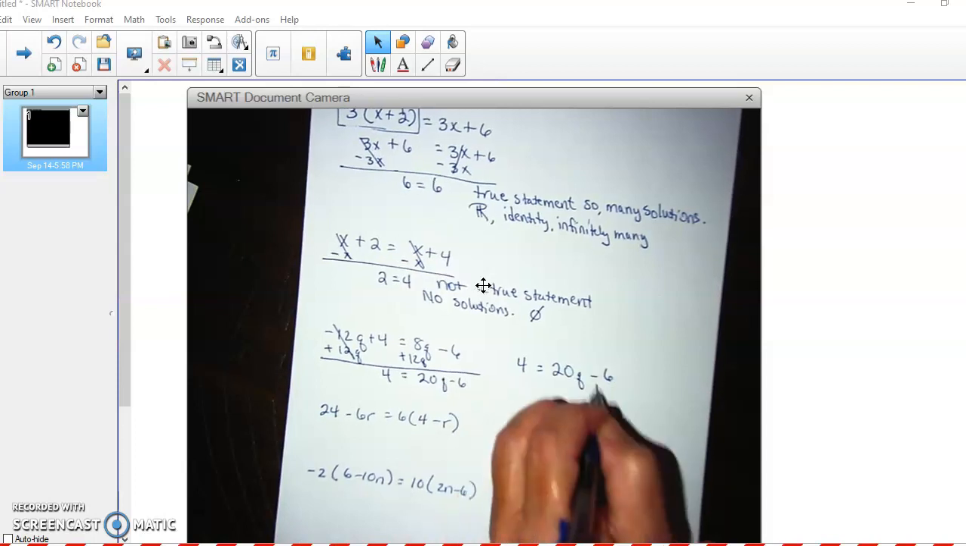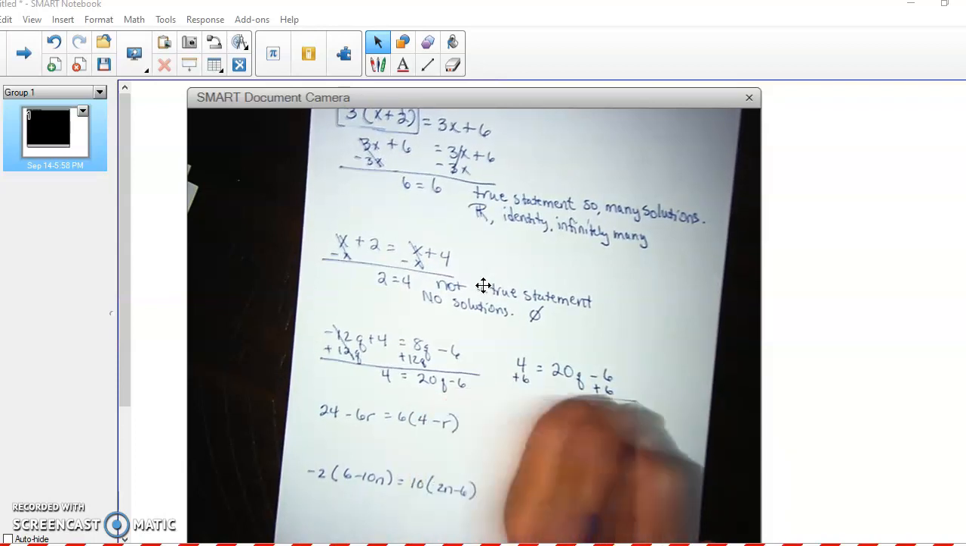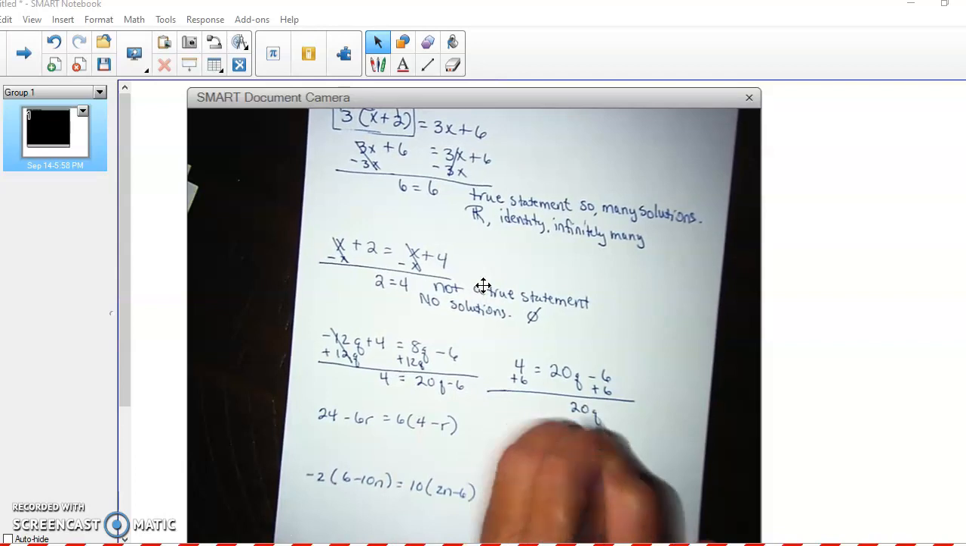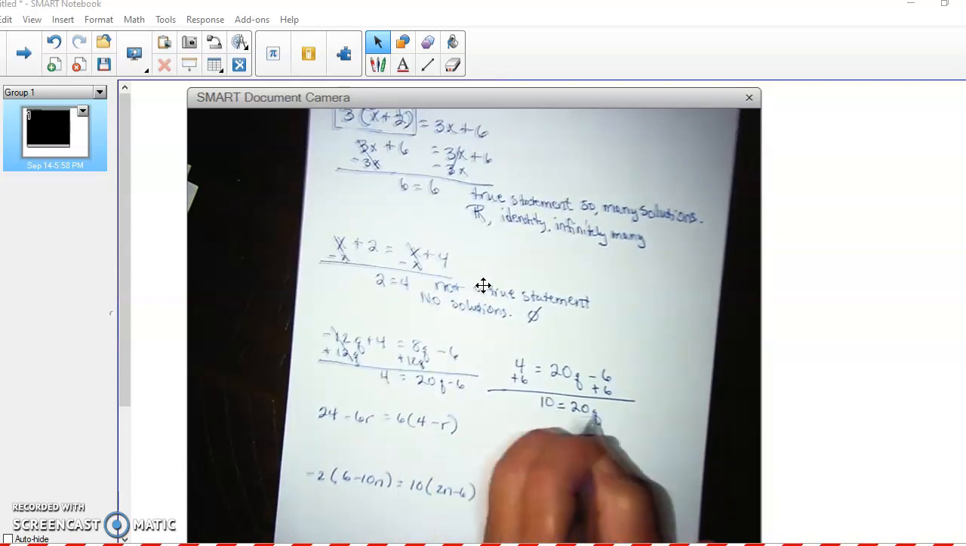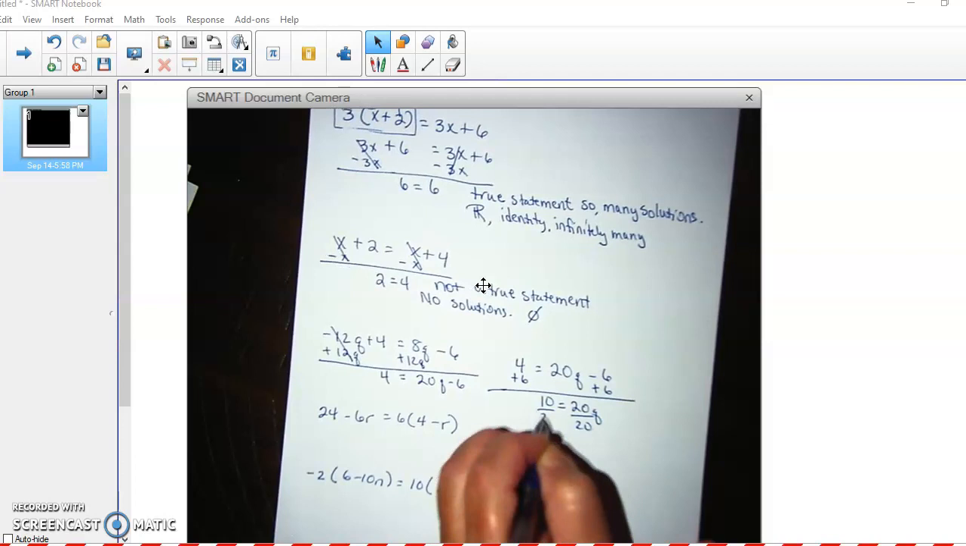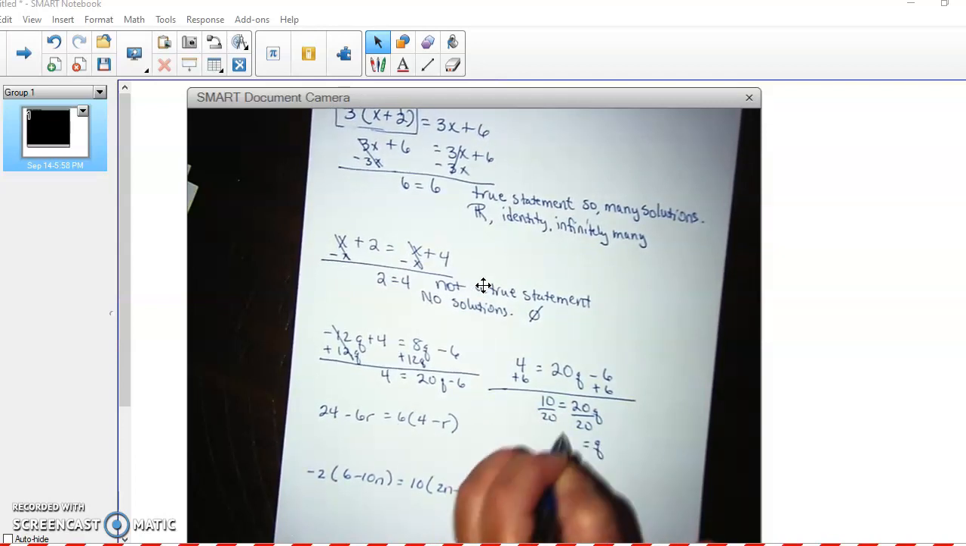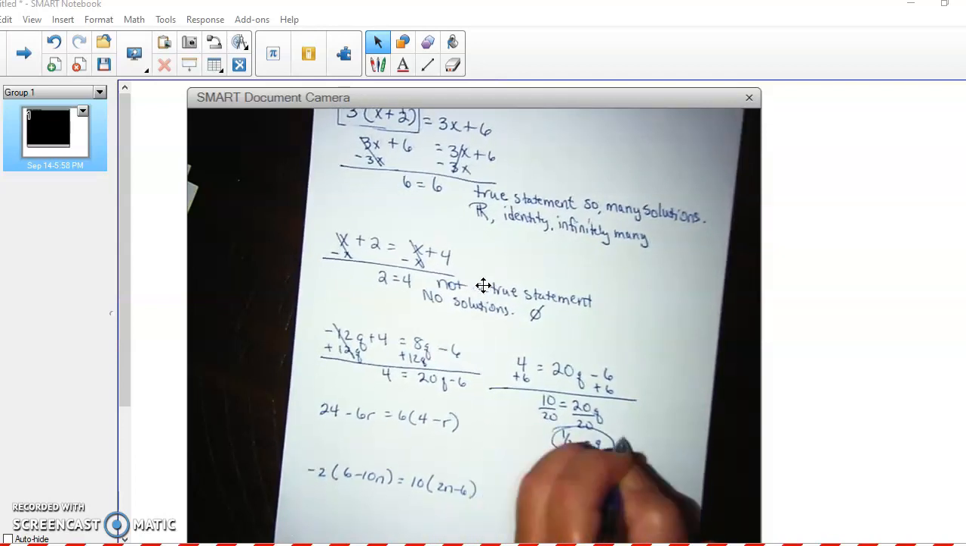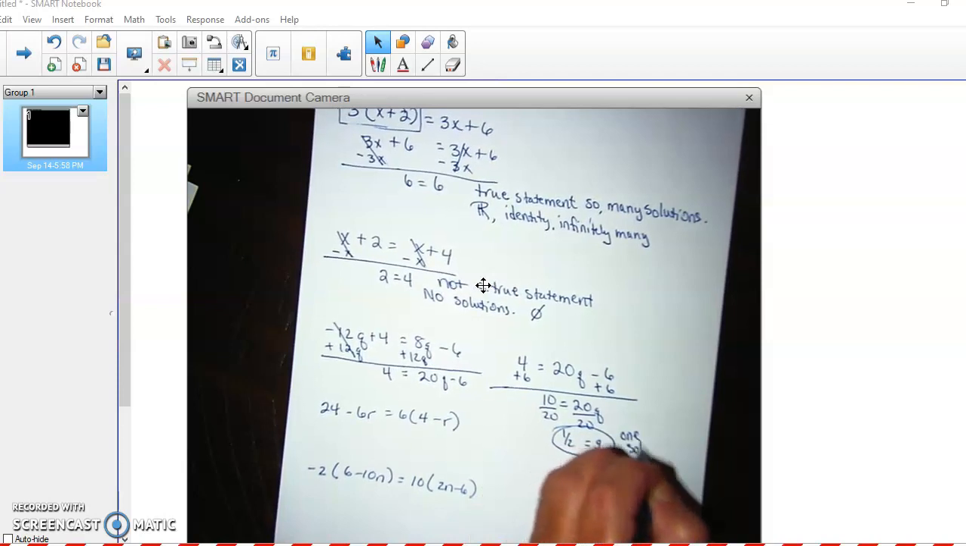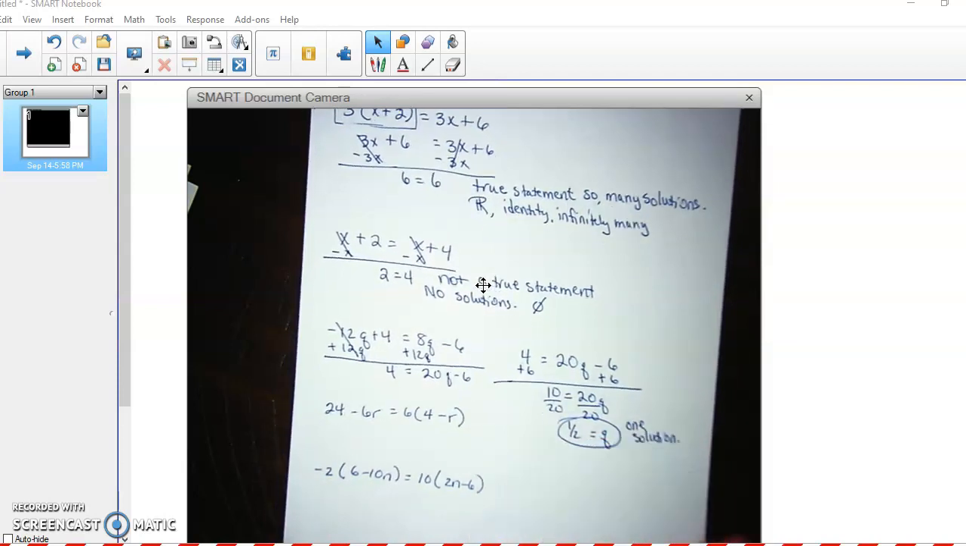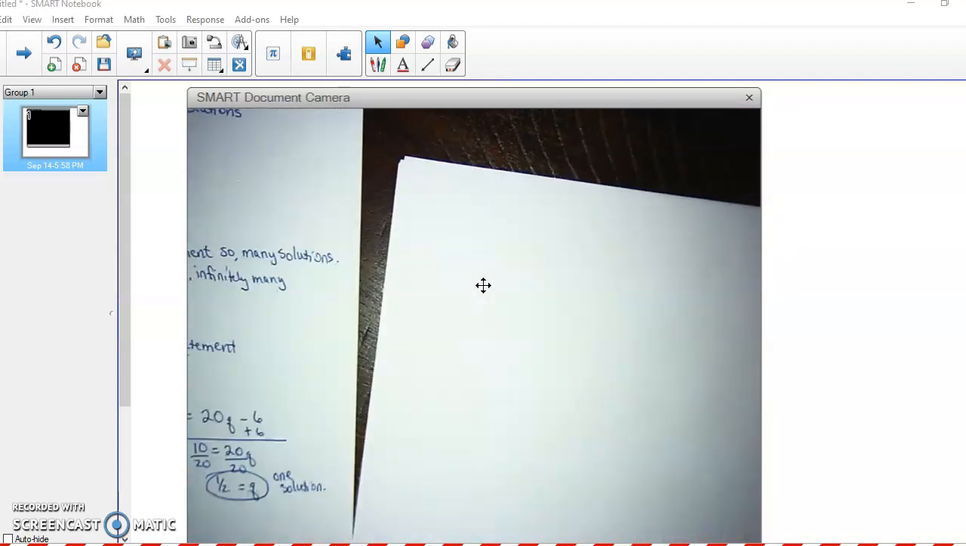And then I'm going to get the q by itself. Get 20q equals 10. I'm going to divide by 20. And q equals 1/2. Well, that's one solution because we're saying q is 1/2 and it can only be 1/2. That is it. Okay, the other two I'm going to put on a separate sheet of paper because I don't have enough room here.